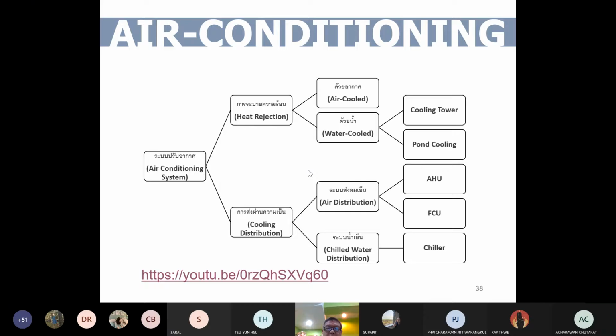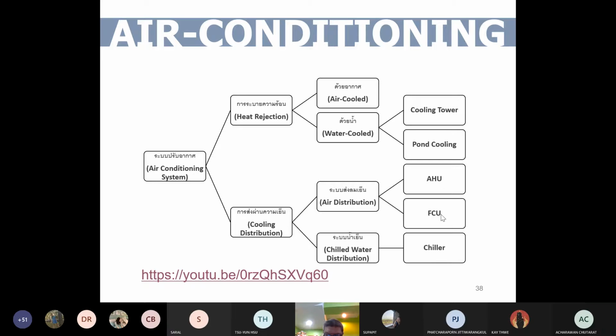Okay, this one is the heat rejection type of the air conditioning system. And another one is the cooling distribution. For the cooling distribution, they have the air distribution and also chill water distribution. Sometimes when you produce the air, you go direct and put it into the air handling unit and the fan coil unit. What is the air handling unit and what is the fan coil unit?